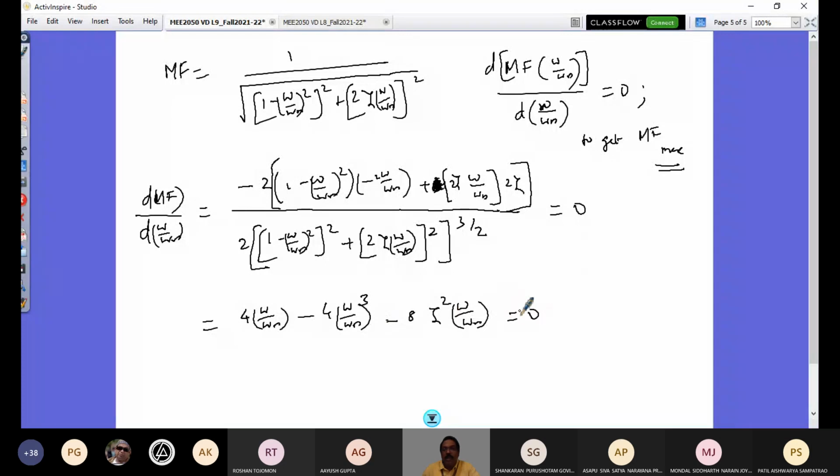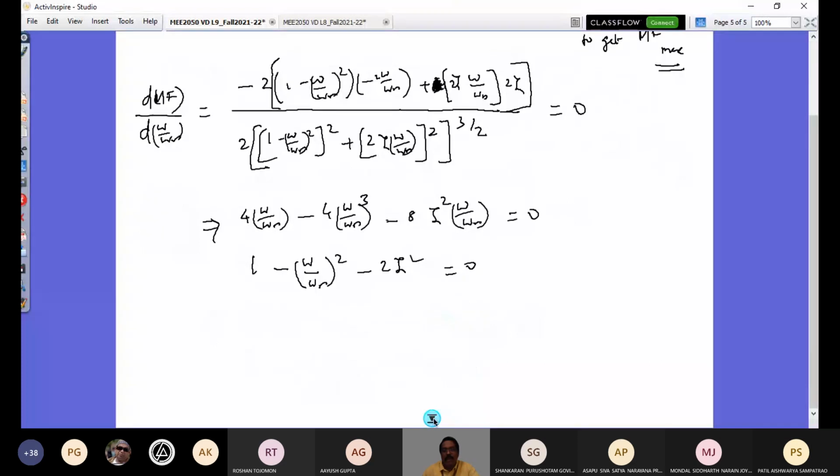And this is equal to 0. So now the common factor is 4 omega by omega n, and I take it out, and that can be 0. The rest cannot be 0. So that's going to be 1 minus (omega by omega n) whole square, and here the 4 that is taken, so it is going to be 2 zeta square. That's equal to 0. So this is a very nice expression now.